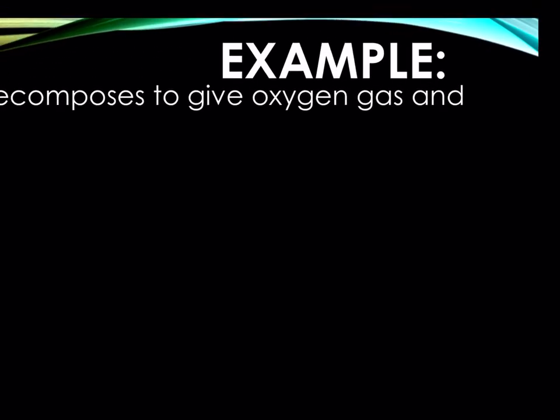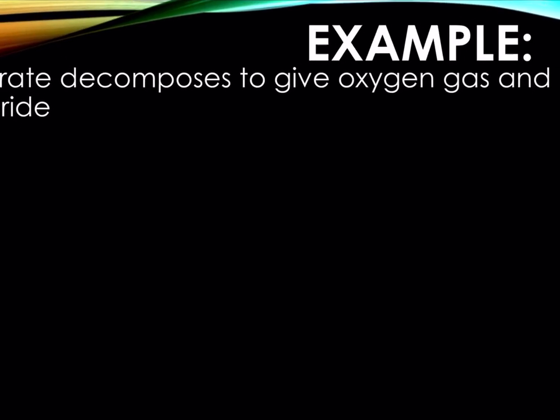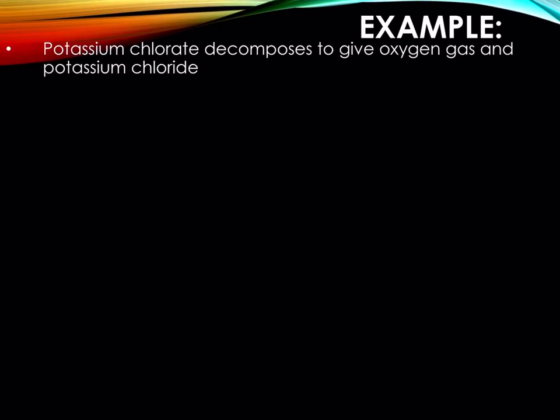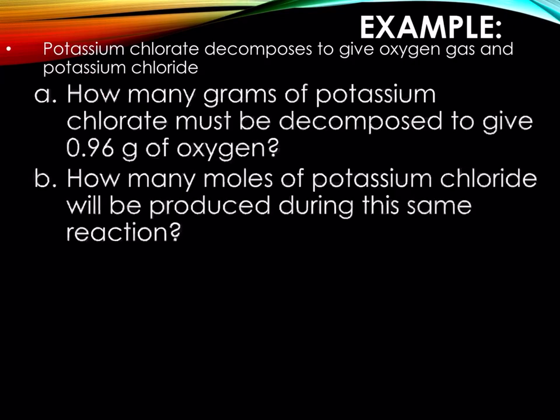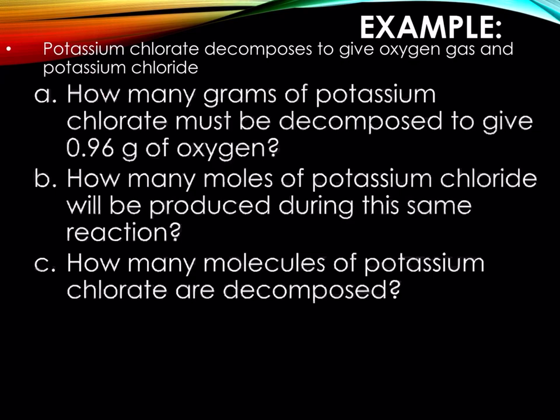Okay. So the question we're going to do now is a beefy example, and you're going to see how much you can do with very little. There we go. Potassium chlorate decomposes to give oxygen gas and potassium chloride. So this question does everything. We have to do the crisscross rule. We have to remember diatomic molecules. We have to balance all of it. Then we're going to do how many grams of potassium chlorate must be decomposed to give 0.96 grams of oxygen.